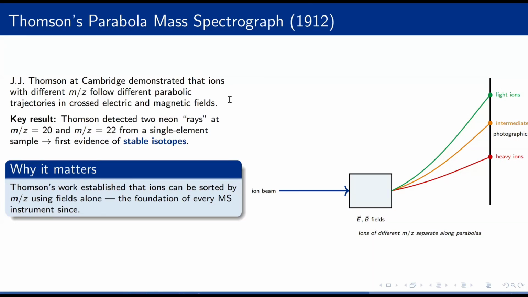Thomson's most famous experiment with this device used neon gas. Neon is supposed to be a pure element with atomic mass 20, but Thomson saw two parabolas, one at mass to charge ratio 20 and a fainter one at mass to charge ratio 22. The second parabola had no business being there if neon really was a single pure substance. This observation was the first direct physical evidence of stable isotopes, and eventually led to the understanding that most elements are mixtures of isotopes with slightly different masses.